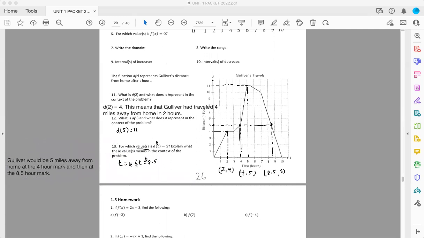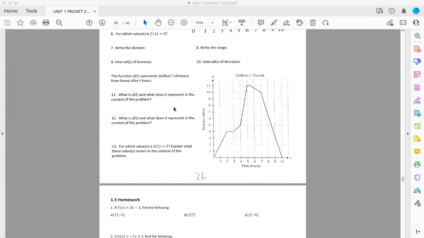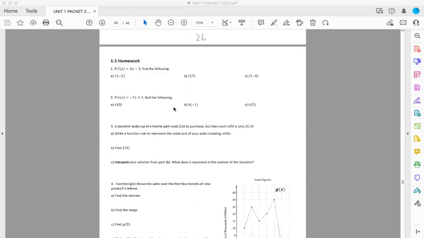So hopefully this is helpful. And let's see, maybe we can get started on homework. Make sure you take notes. For homework, let's start with 151. f of x is 2x minus 3. Find the following. This is also something some of you are struggling with, even though it's pretty straightforward.